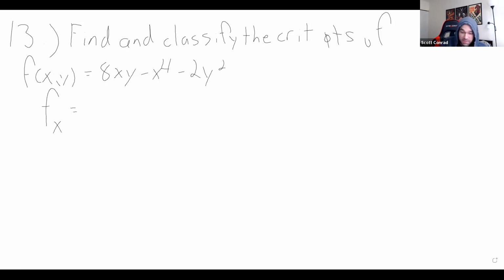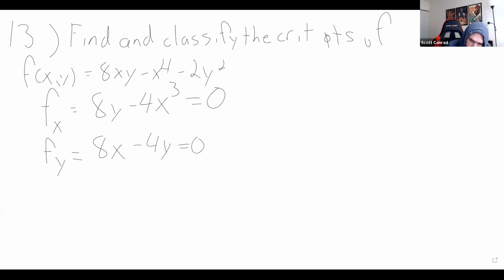So the partial of f with respect to x is 8y minus 4x cubed. Set that equal to 0. And then the partial with respect to y is going to be 8x minus 4y. Set that equal to 0. So there's nowhere where either of the partials doesn't exist.